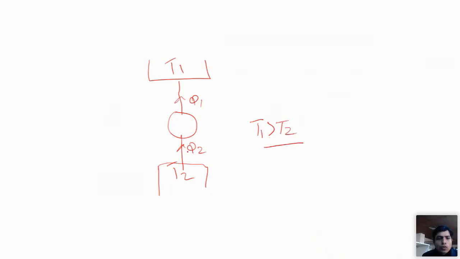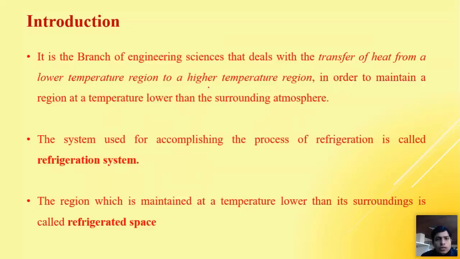So if you want to transfer heat from the low temperature reservoir to the high temperature reservoir, you need to do some effort on the system. The work must be there and must be greater than zero. In that case, you may achieve the refrigeration. So this is the basic requirement. From the low temperature region to the high temperature region, we require the air conditioning.